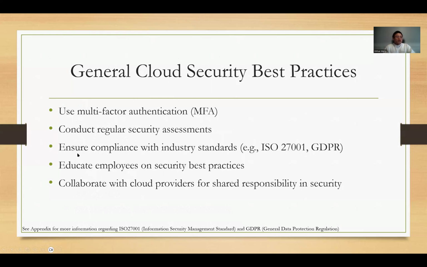Third one is ensuring compliance with industry standards. Some famous standards include ISO 27001 and GDPR, which is usually referred to as the General Data Protection Regulation. They are essential for both legal compliance and customer trust. Employee training is so important because human error remains a major cause of breaches. And then we want to collaborate with the cloud providers for shared responsibilities and security. Under this shared responsibility model, working closely with the provider ensures that the infrastructure layer is secure.